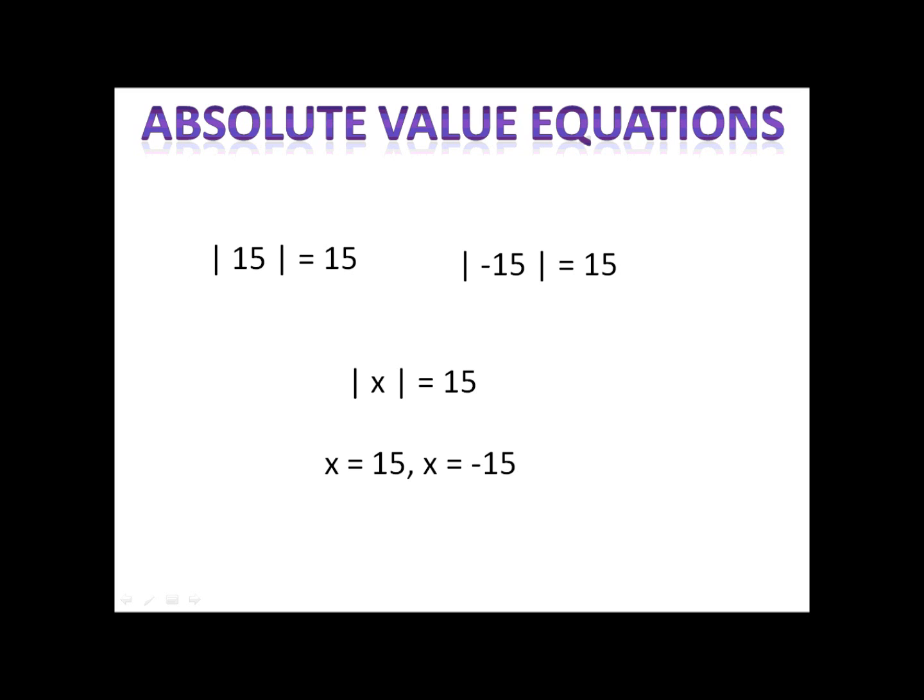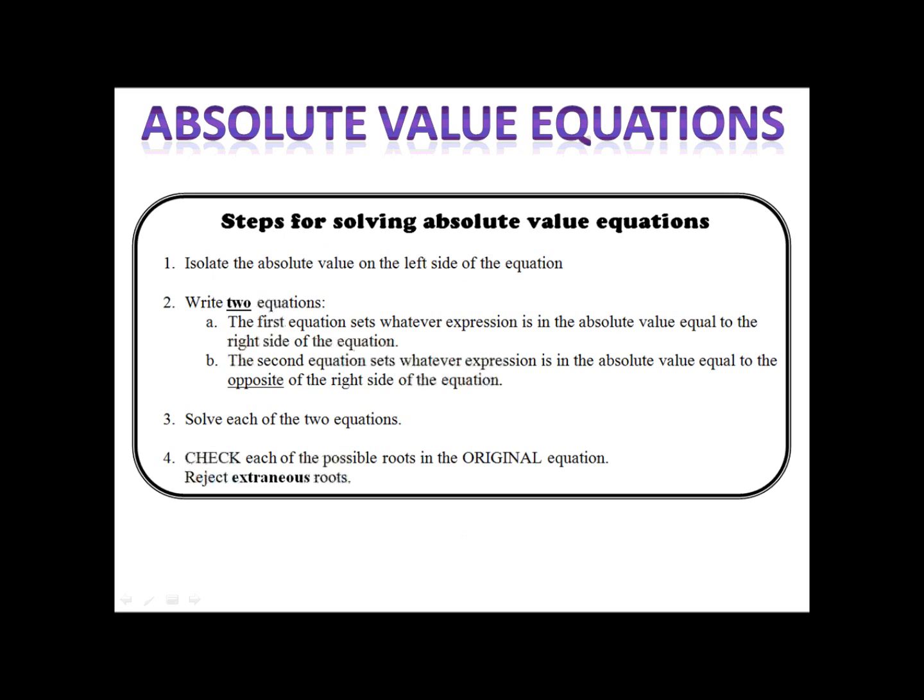If we have positive and negative of the same number, we can write it as a single statement. x equals plus or minus, or positive or negative, 15. That says that you have the positive version and the negative version. There are several steps for writing an absolute value equation and solving it. We'll go through those steps as we look at our examples.